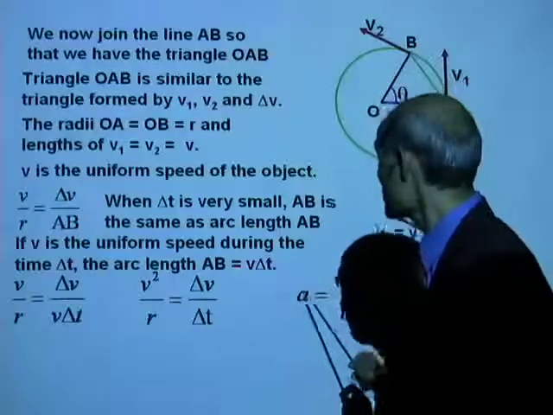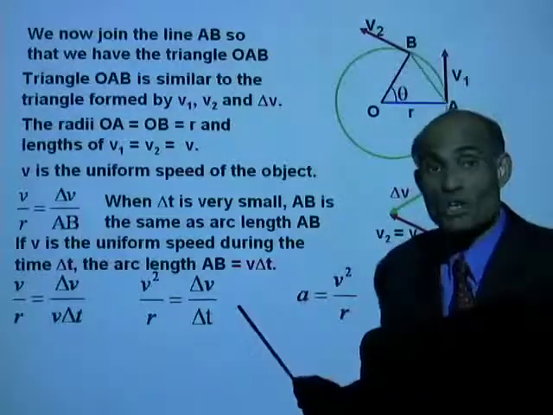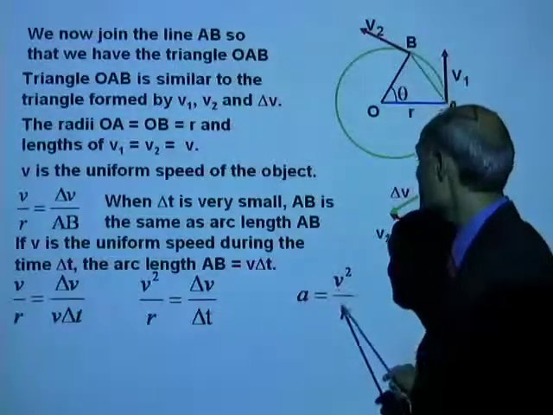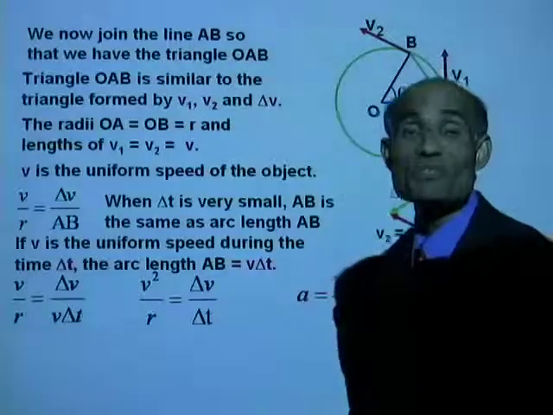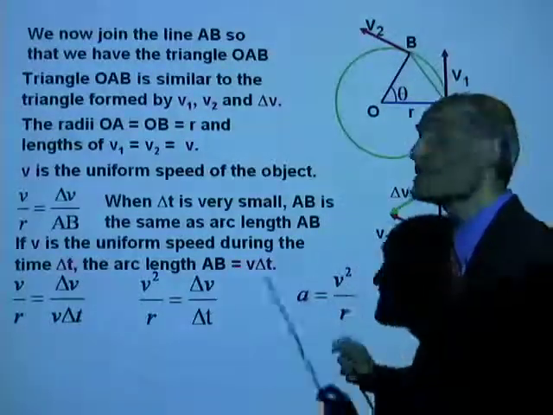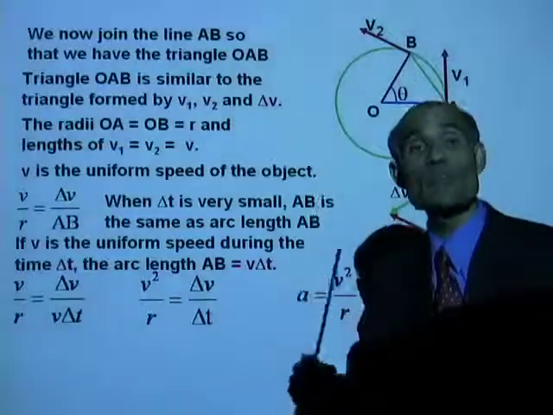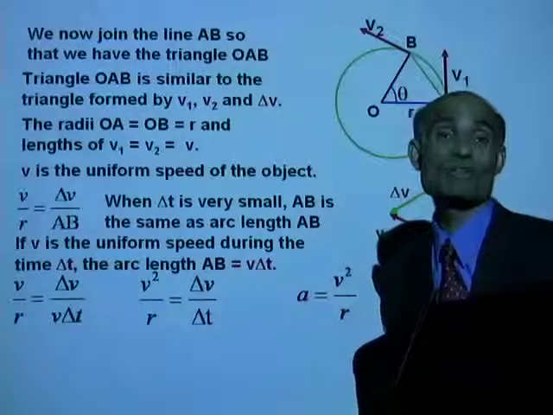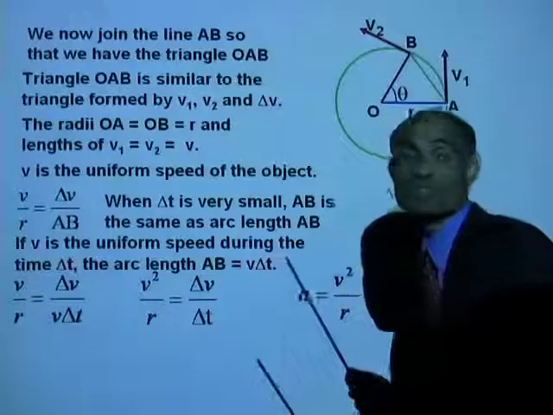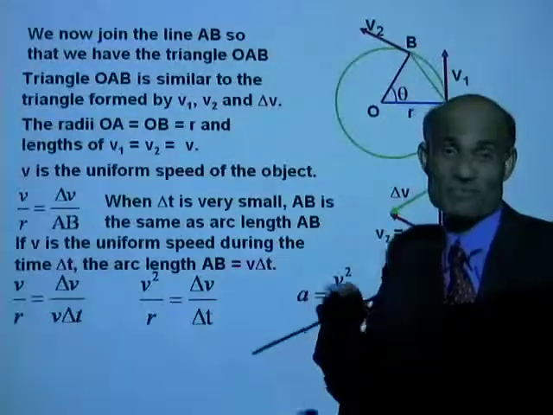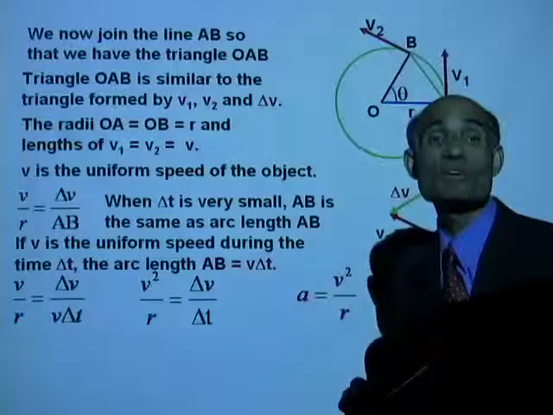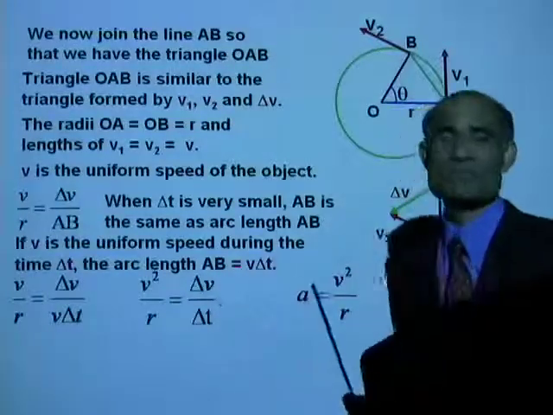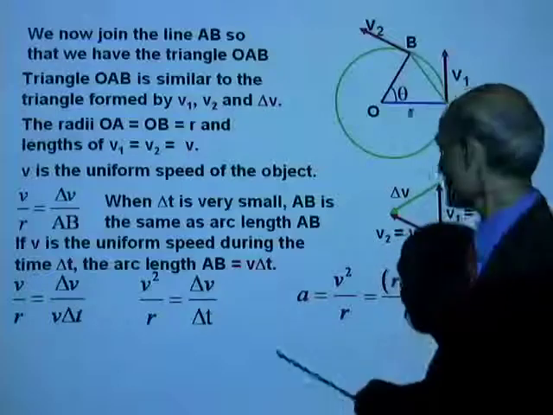The acceleration of a uniform circular motion is v squared over r, where r is the radius of the circle and v is the uniform speed of the object along the circle. Very important relation. In this lesson, there are many equations I said are very important. Simple equations, but very important.